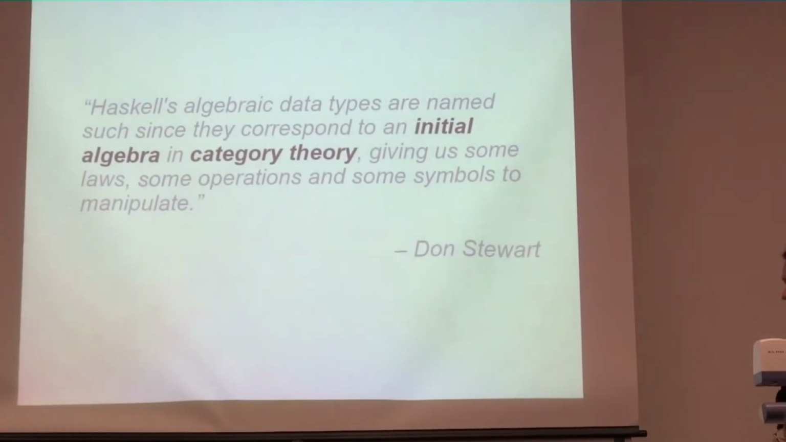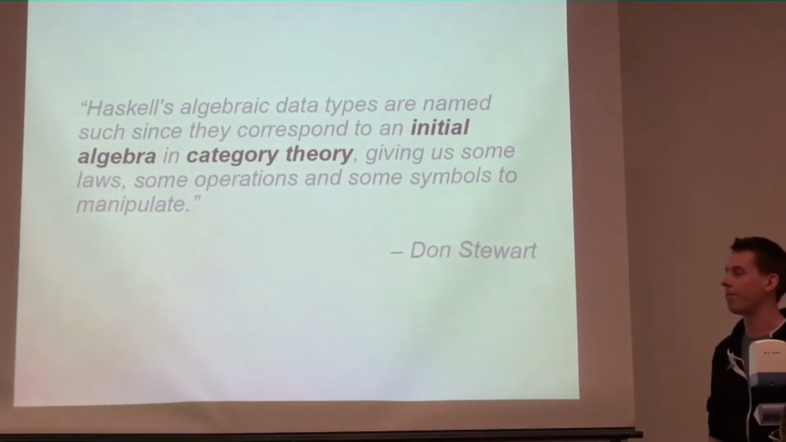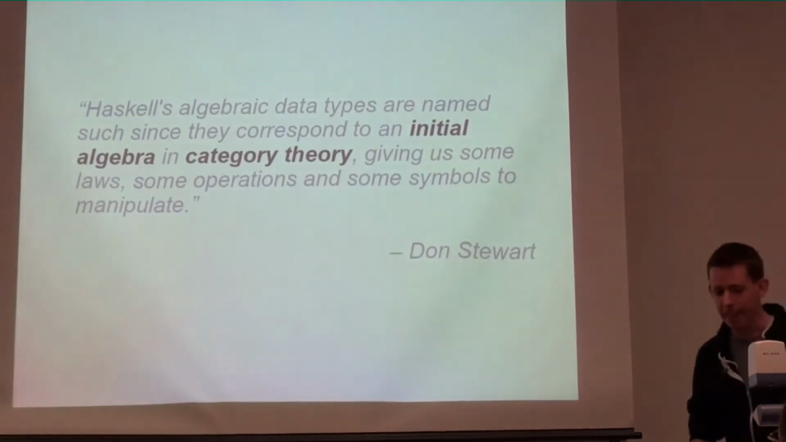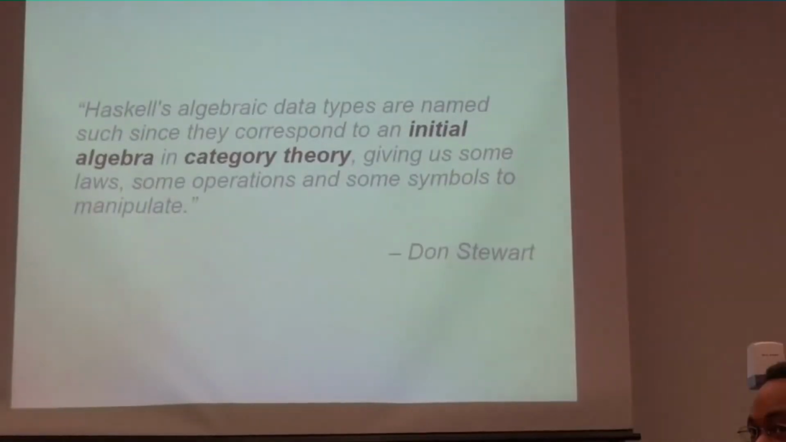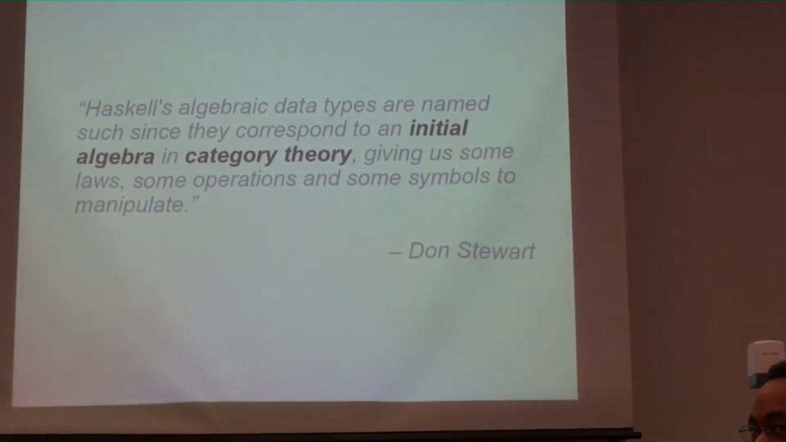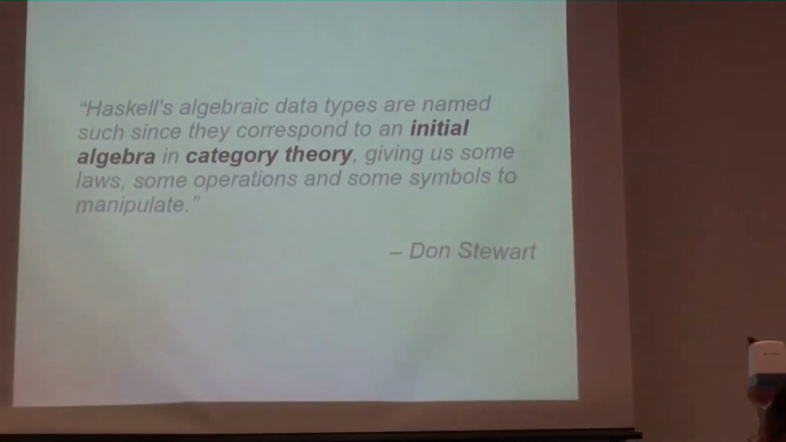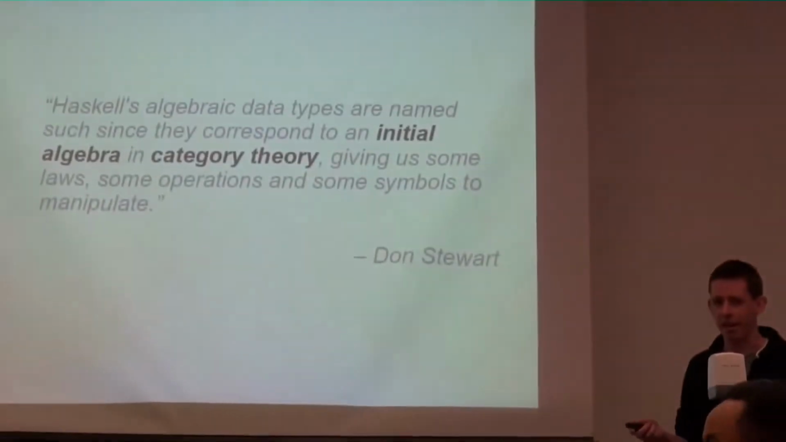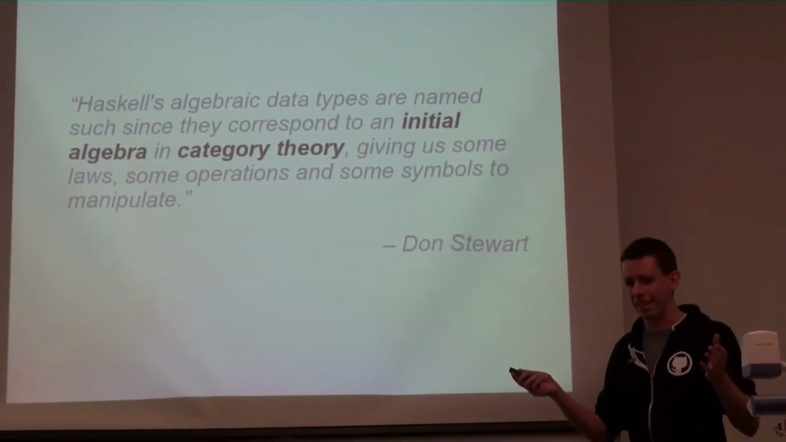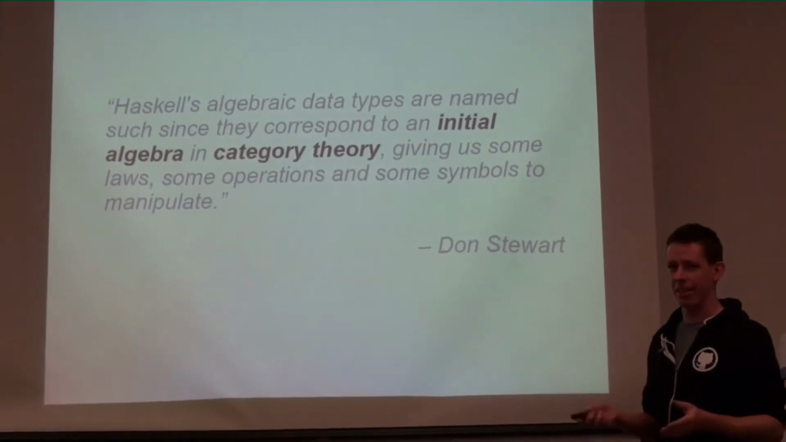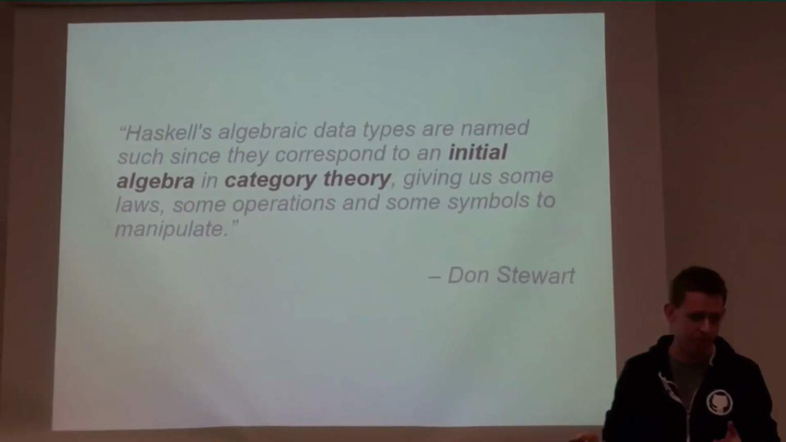Dom is a Haskell guru, who's written a lot of libraries. He wrote the Xmonad window manager, if anyone uses that. And he explained algebraic data types by saying that Haskell's algebraic data types are named such since they correspond to an initial algebra in category theory, giving some laws, operators, symbols to manipulate. And I immediately went, category theory, initial algebras, what the hell? This scared the hell out of me, and I decided not to think about this for about another 2 months.